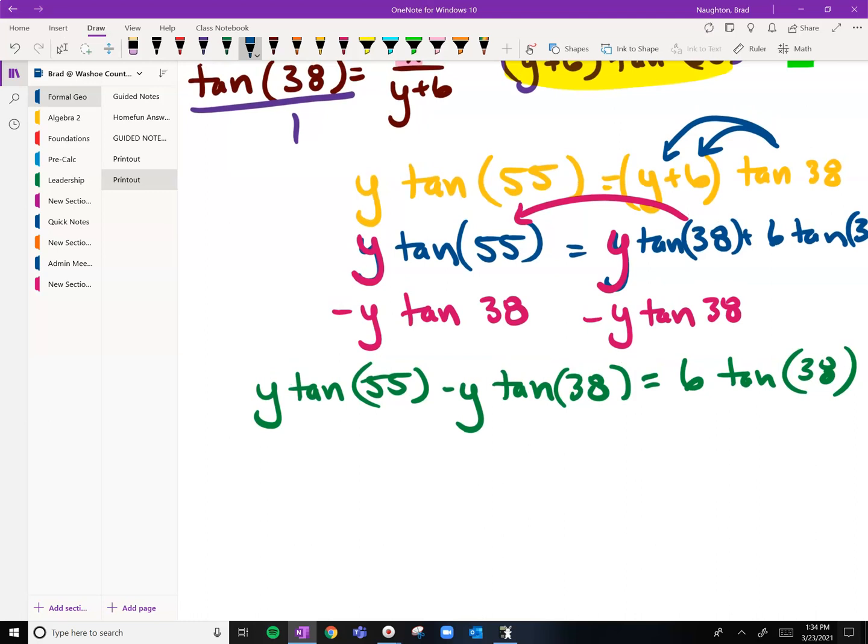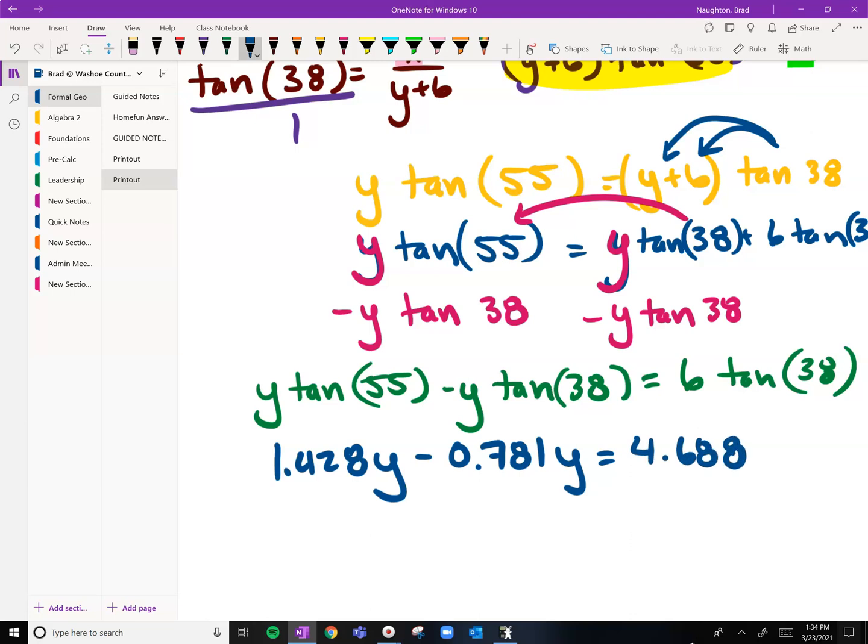So let's go ahead and put what the tangent of 55 is. So this is going to be 1.428y, and then the tangent of 38 is going to be 0.781y. And then we might as well do that since we're in decimal land anyways, 4.688. So again, if you want to go back to this very start and turn both of those tangents respectively into the decimals, feel free to do so, okay?